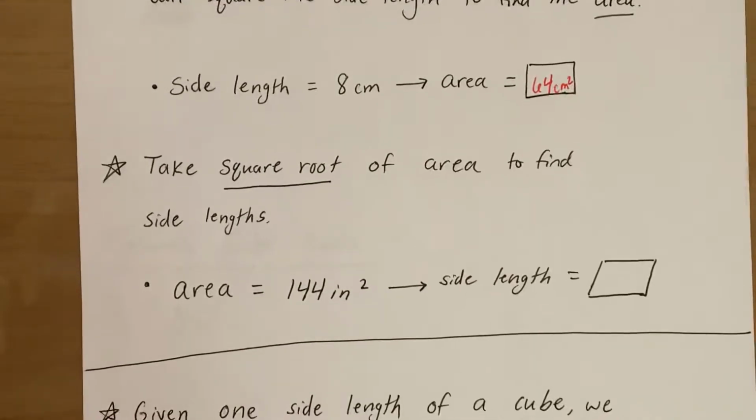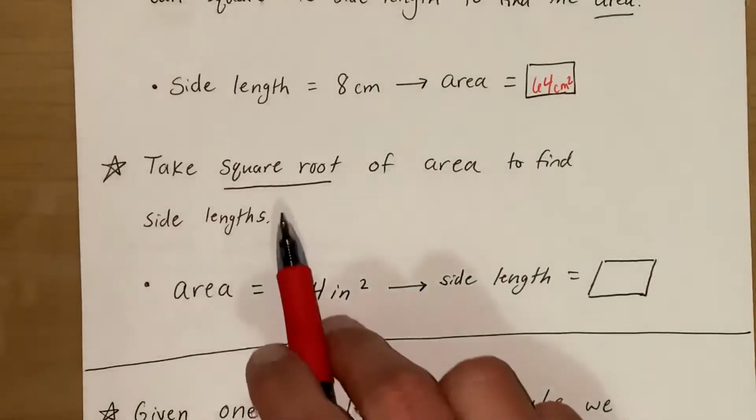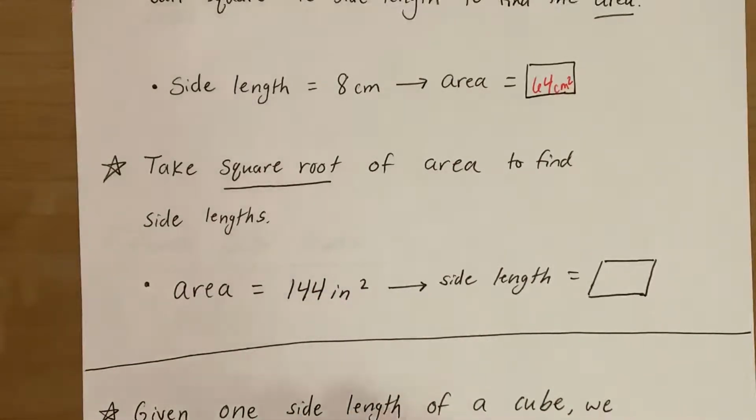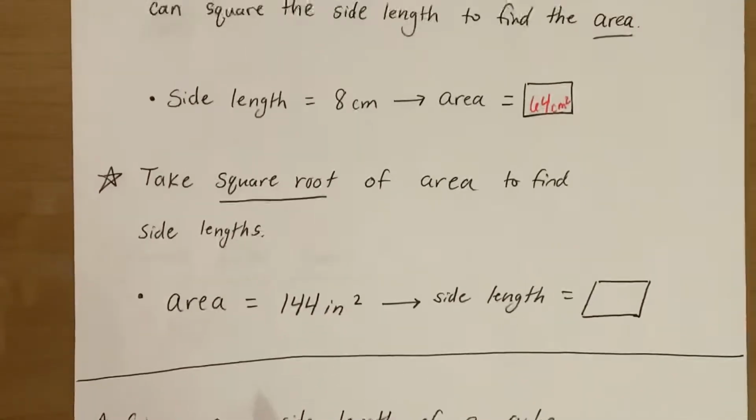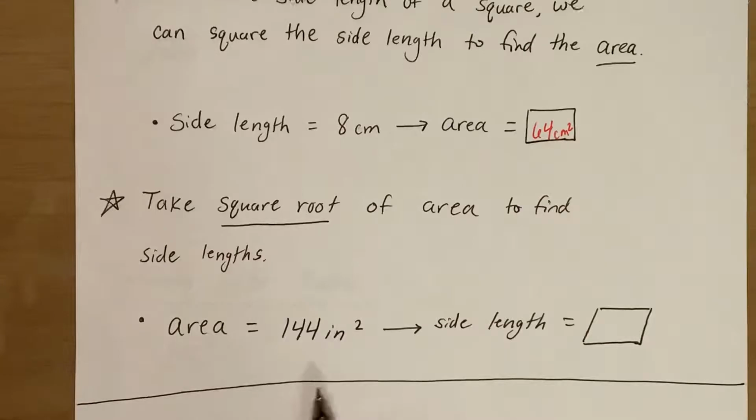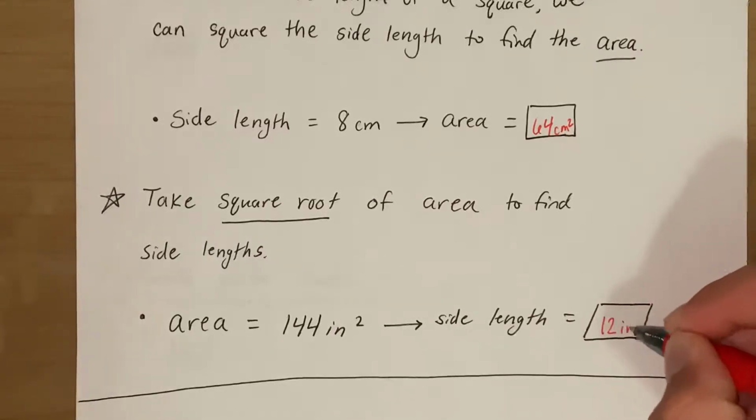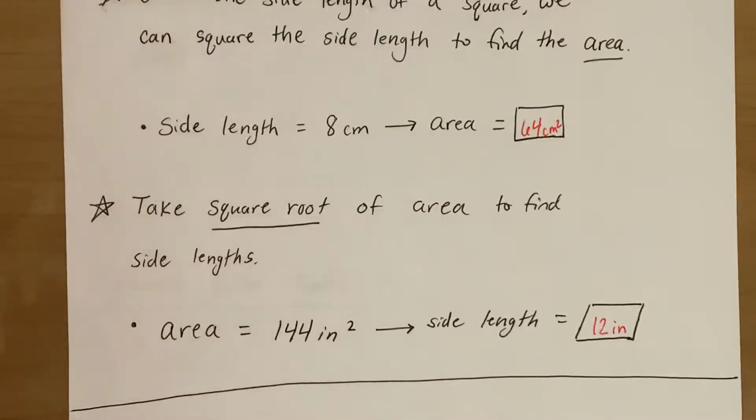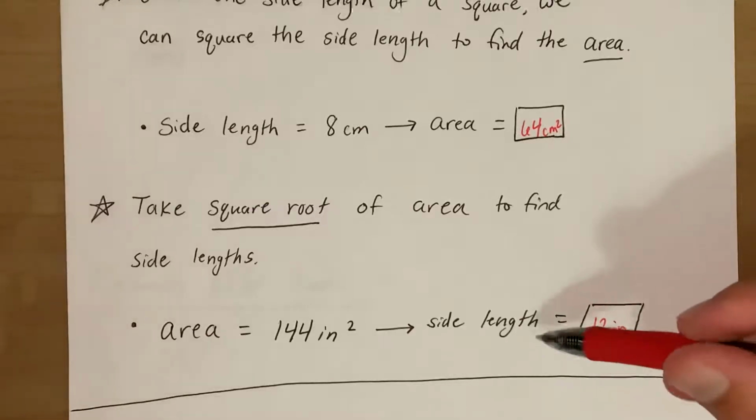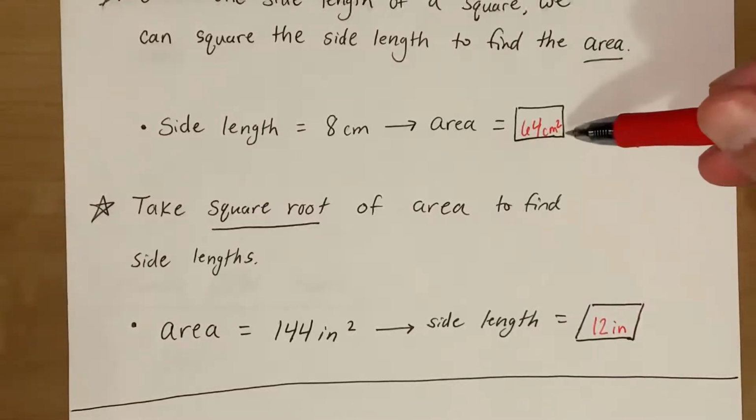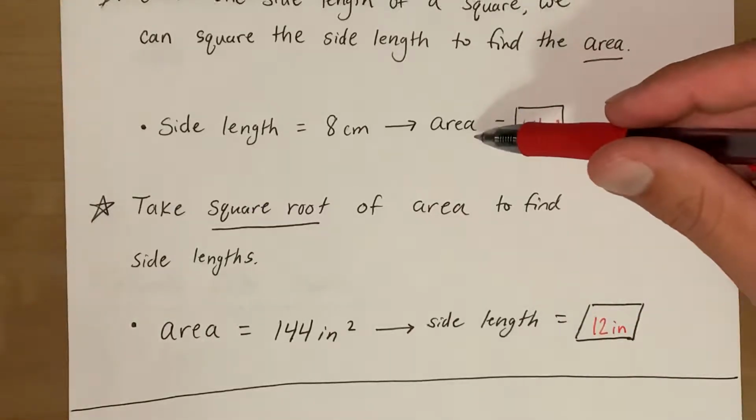Now this works backwards. If they give us the area, we can find the side length. We just take the opposite of squaring a number, which is the square root. So we take the square root of an area to find the side length. Our example here says that the area of the square is 144 square inches. So we take the square root of 144, and that gives us 12. So we get 12 inches for our side length. Notice that my inches is not squared because this is a side length. My centimeters was squared up here because this is my area.